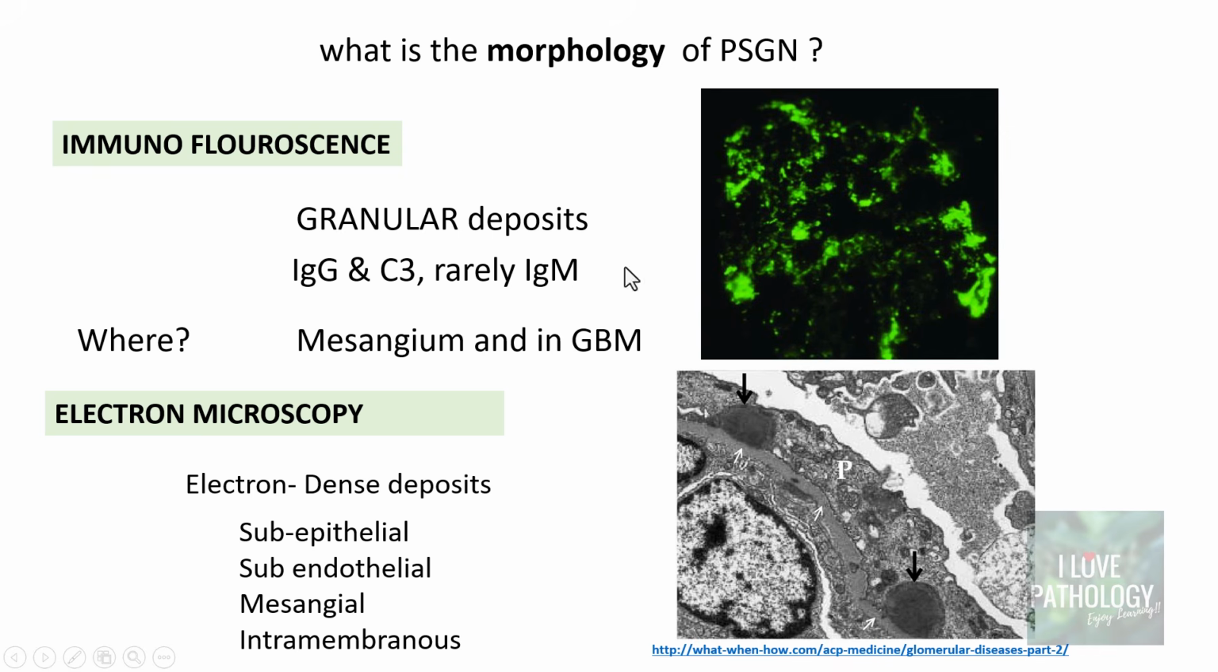So what do you find in electron microscopy? These are electron dense deposits which can be seen in the subepithelial location or subendothelial or mesangial or even within the glomerular basement membrane. But the most common or the characteristic feature is presence in the subepithelial location as humps. They are characteristic of post streptococcal glomerulonephritis.